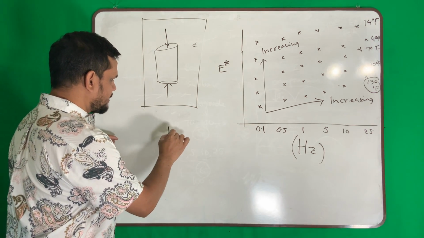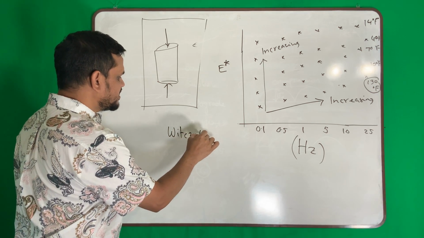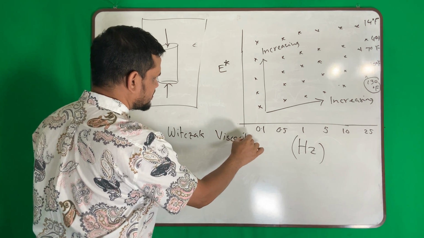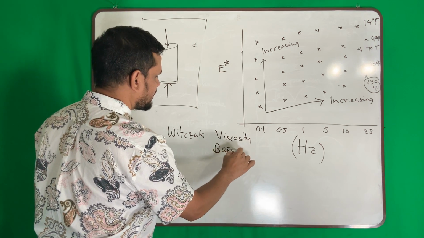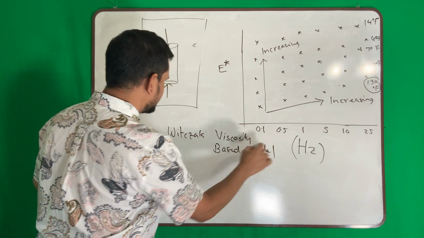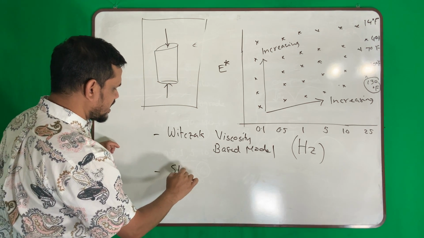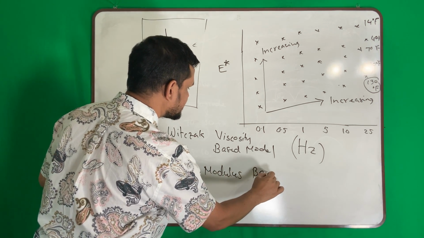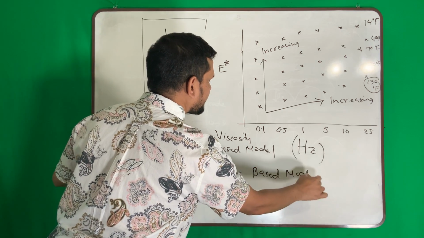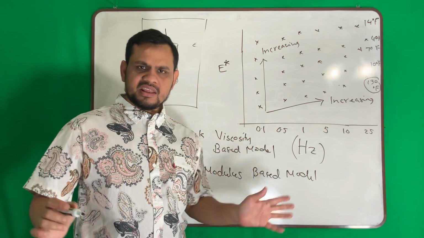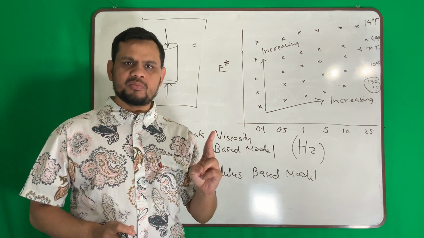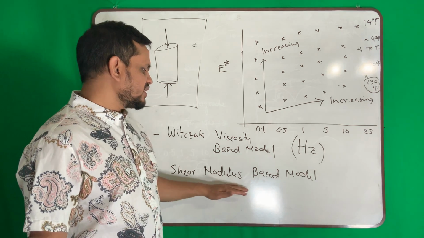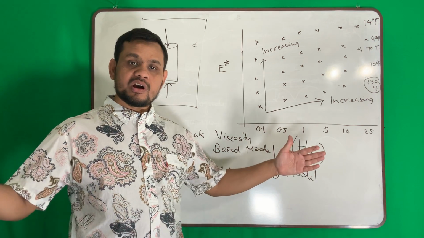One is the Witczak viscosity based model, and the other equation is the shear modulus based model. Model means, there are many equations, but two equations are very popular. One is the Witczak viscosity based model, the other one is the shear modulus based model. It is in your book, a very long equation.